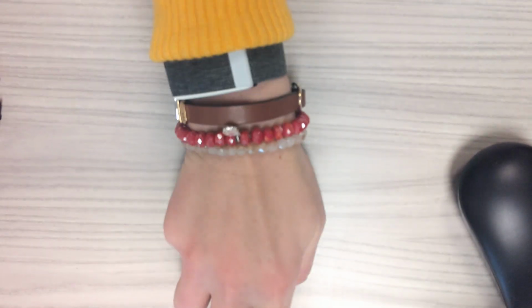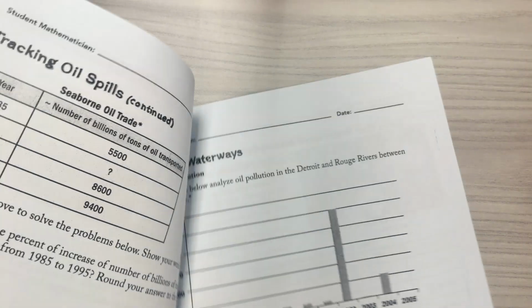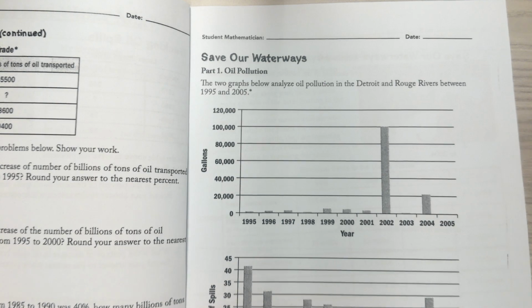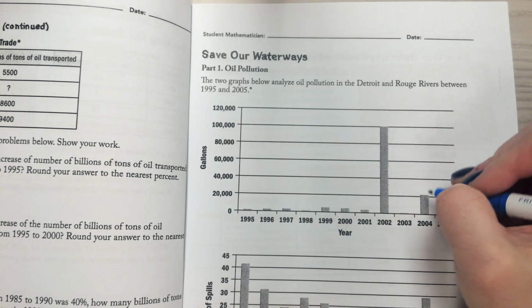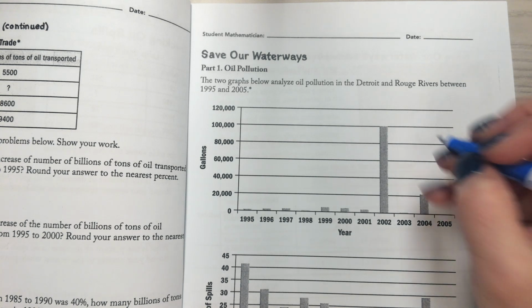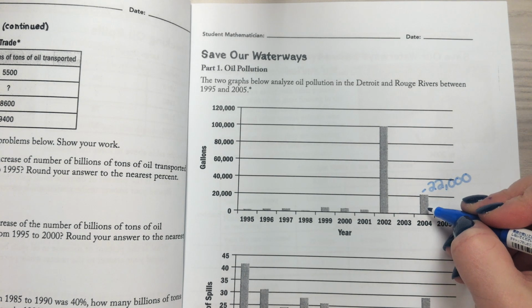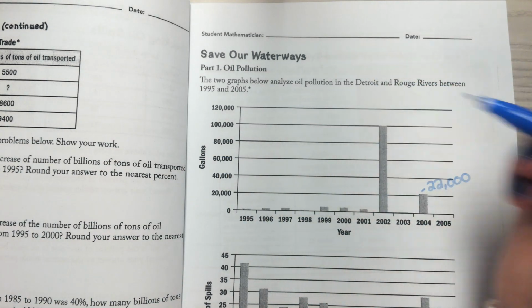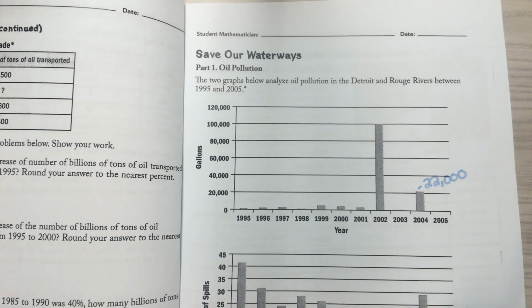I'm going to flip the camera around, and you just need to get to this page right here, the Save Our Waterways, Part 1. And of course, you see the graph right there. I'm going to give you some helpful numbers so you don't have to try to figure out exactly where some of these bars land on the graph. The first number is 22,000. So in 2004, 22,000 gallons of oil pollution occurred in the Detroit and Rouge rivers between 1995 and 2005.